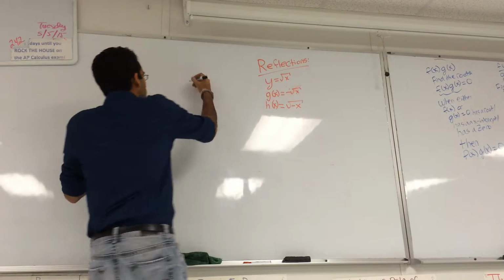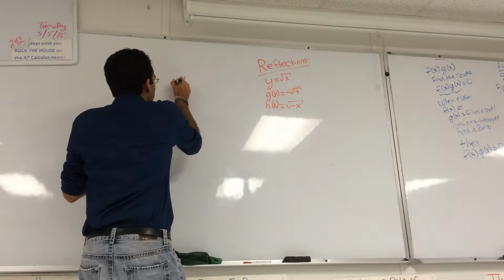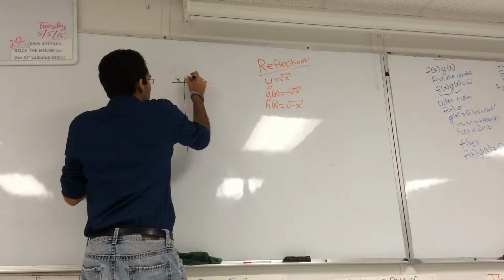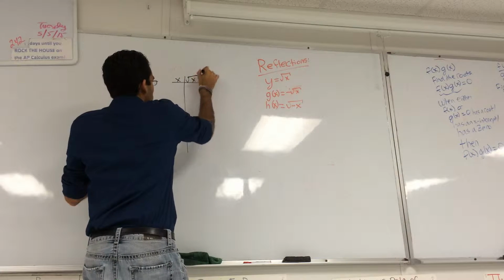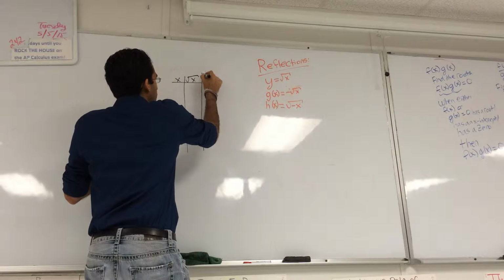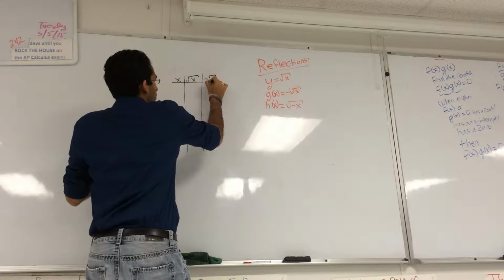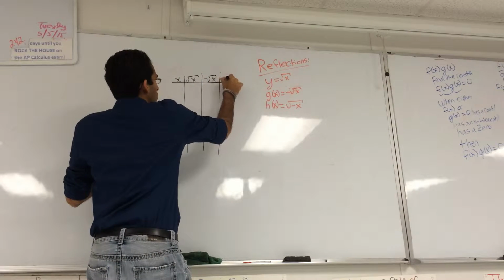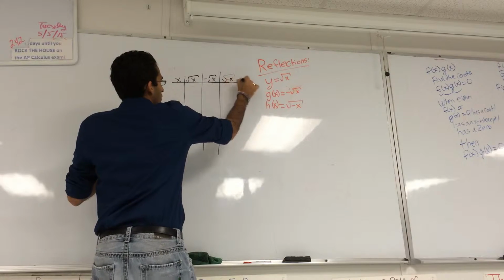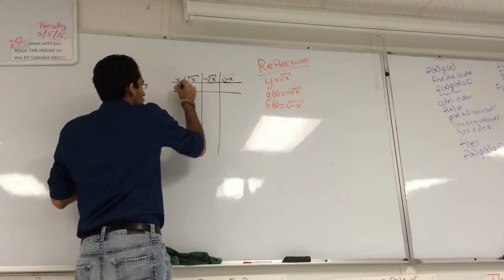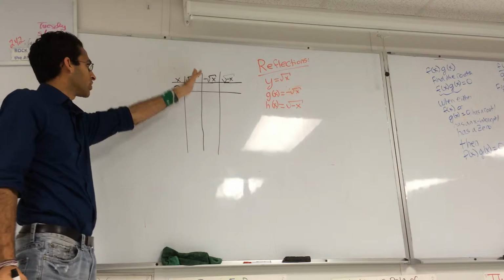Yes, this will become interesting very soon. Okay, so x and square root of x. This would be negative square root of x, and this will be square root of negative x. Okay, let's start out, just focus on the first column right now, just on square root of x.